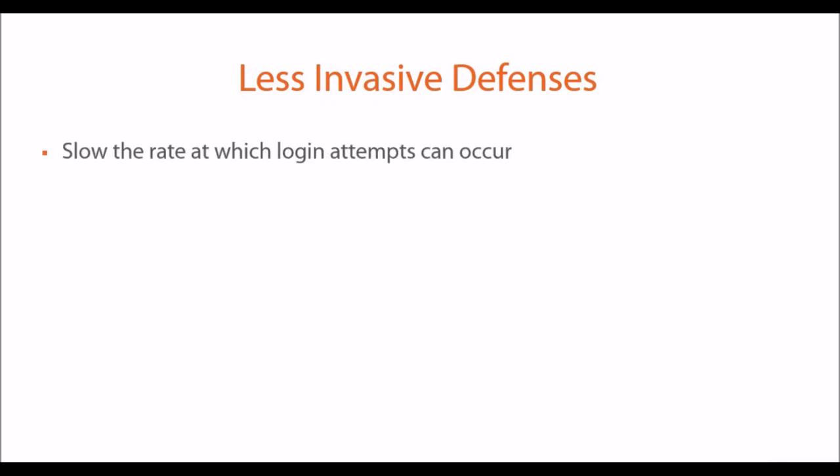So one is to slow the rate of login attempts. So as there are consecutive failed attempts, the rate at which the attacker can attempt new passwords decreases. That doesn't lock the legitimate user out for any long period of time, but it does enormously decrease the effectiveness of the attacker. Another option is to allow them to unlock the account via email.